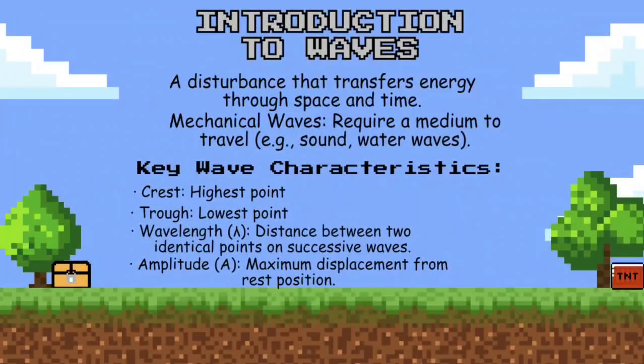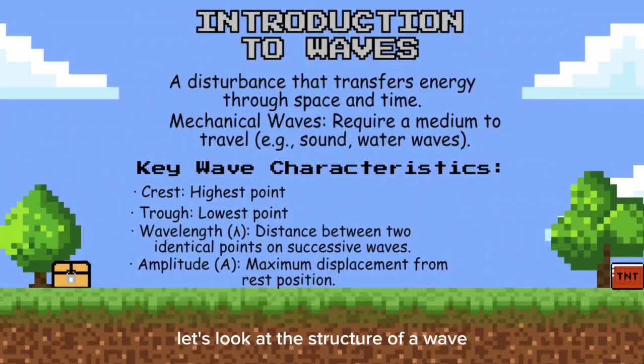Thank you, Elea. So, while an oscillation is a wiggle in time, a wave is a wiggle in both space and time. It's a disturbance that transfers energy from one place to another without transferring matter. Waves that need a medium to travel through, like water or air, are called mechanical waves.